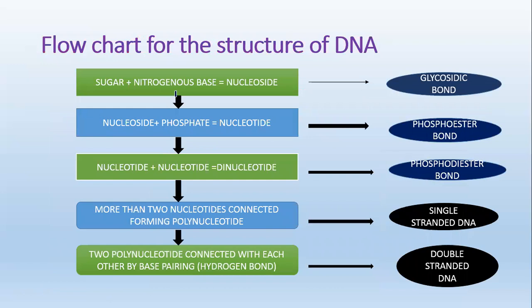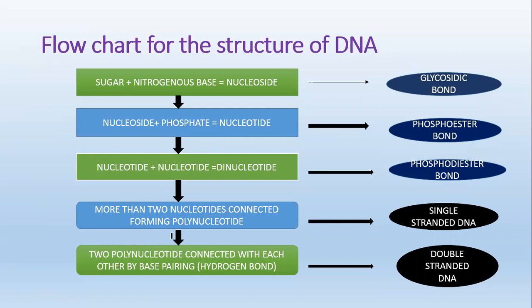You can see sugar and nitrogenous base, nucleoside, and what kind of bond they are having? Glycosidic bond. Nucleoside, when a phosphate is added to the nucleoside, it is called nucleotide. And what kind of bond they are having? Phosphoester bond. Nucleotide, when one nucleotide is connected to another nucleotide, it is called dinucleotide. And what kind of bond they are having? Phosphodiester bond. More than two nucleotides connected forming polynucleotide.